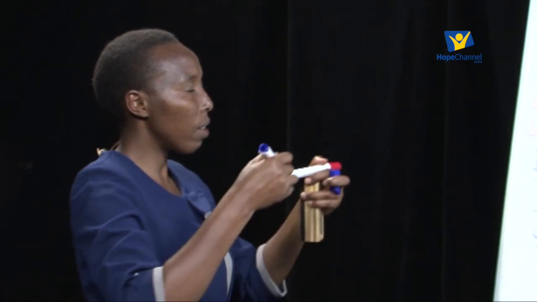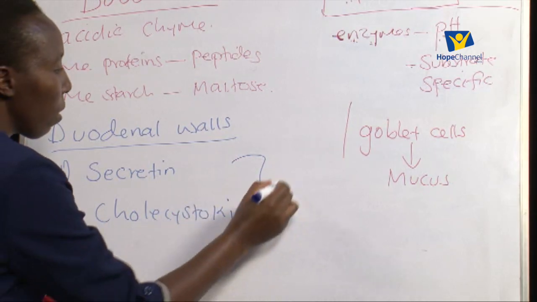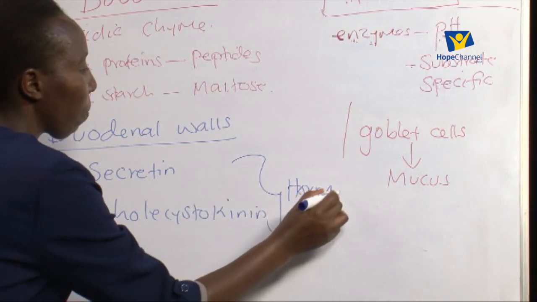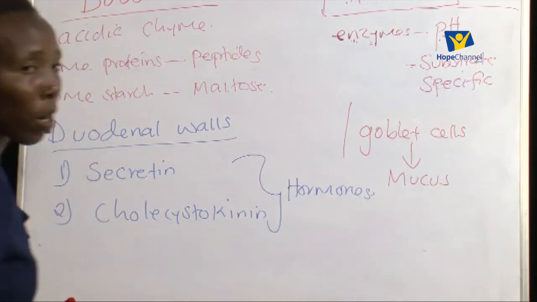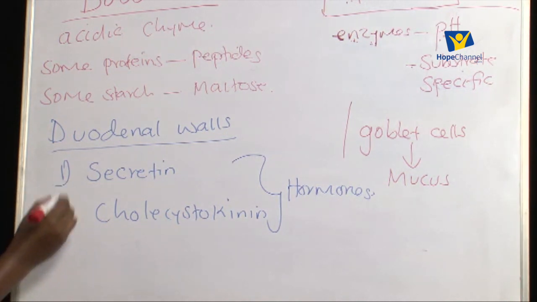The moment the food or the acidic chyme gets into the duodenum, the duodenal walls are stimulated to secrete two hormones. So these are hormones, huh? These are two hormones, and each hormone has its own role. Let's start with the first one. We have secretin.